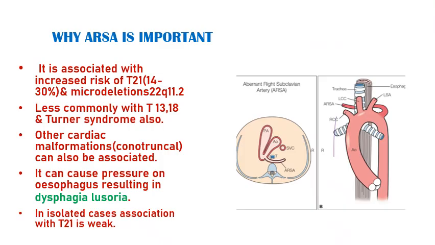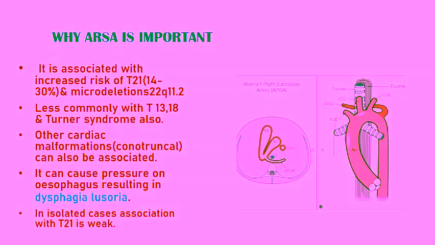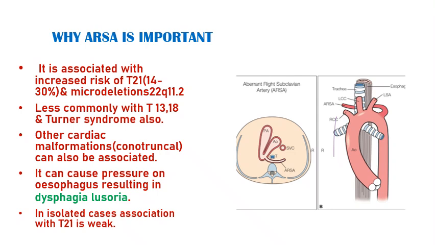ARSA is important because it is associated with increased risk of trisomy 21 and microdeletions. It is also associated less commonly with trisomy 13, 18 and Turner syndrome. Other cardiac malformations can also be associated. It can cause pressure on the esophagus resulting in dysphagia. In isolated cases, association with trisomy 21 is weak.